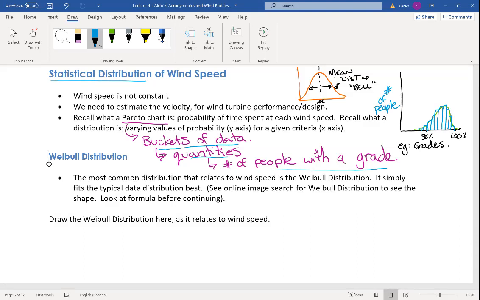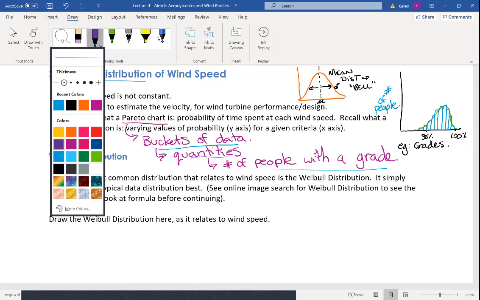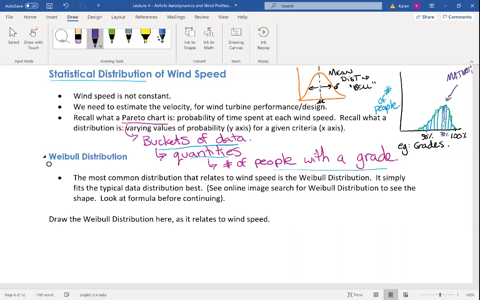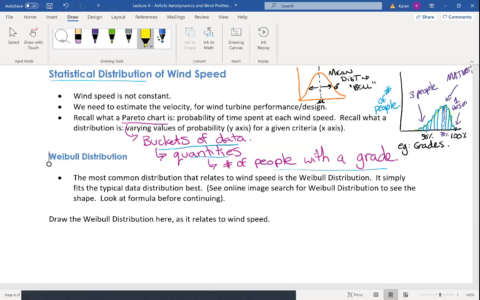So let's say I have a class of 100. Then I would say the majority of people, let's say this is 70%, majority, that this count inside this bucket is higher. Whereas over here at 100, this is like one person. And down here, less than 50, let's say you have 3 people. Okay, so this is what a Pareto chart looks like. This is called a Pareto chart. So we have to remember that word, Pareto chart.